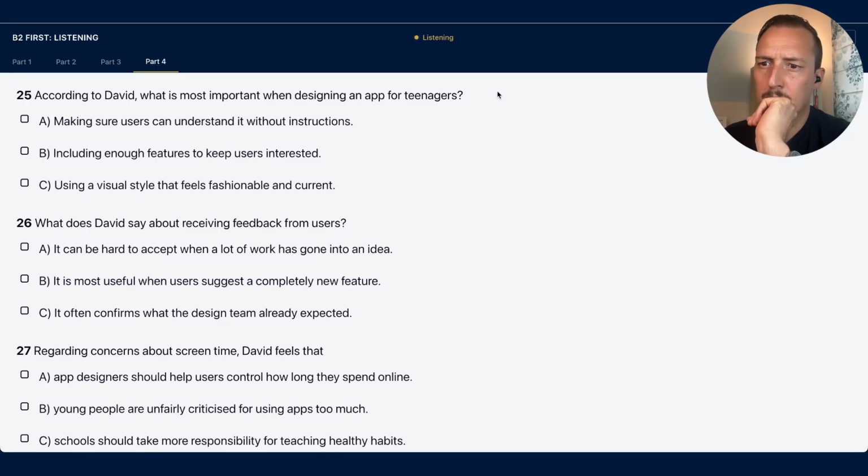How do you find out whether those ideas are working? We test them with real users early on. Feedback is a major part of app development, and there's no point feeling down or disheartened when a user doesn't like it.